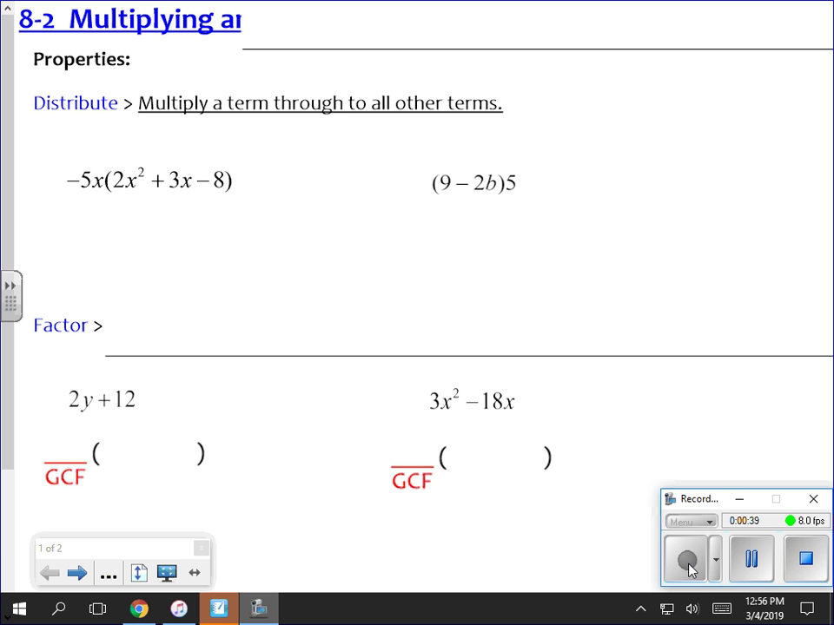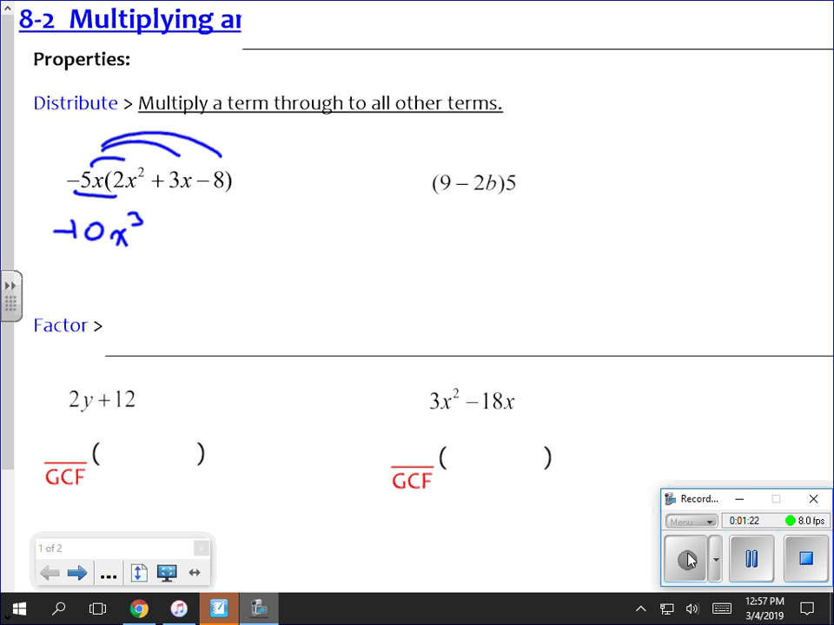Okay, so on the first one, you have two things that you need to worry about with your distributing. You're multiplying negative 5x times every term. Okay? So I do the first one. I have negative 5x times 2x squared. Multiply the numbers out in front, the way you multiply the numbers. So I have negative 5 times 2 gives me negative 10. And then x times x squared gives me x cubed.